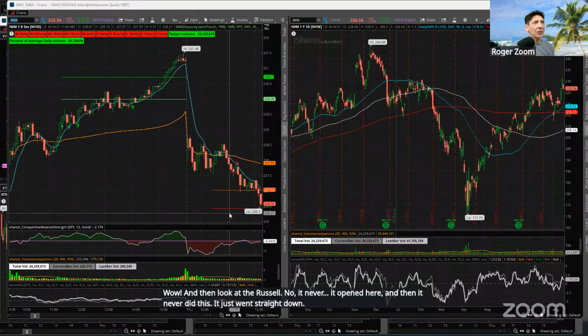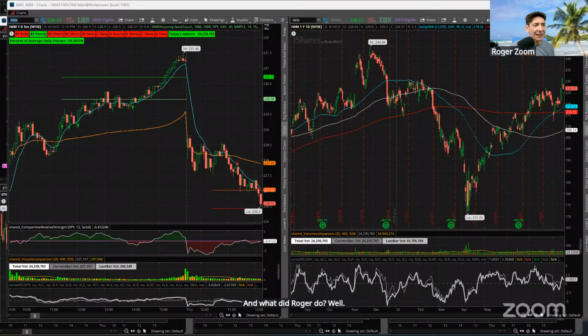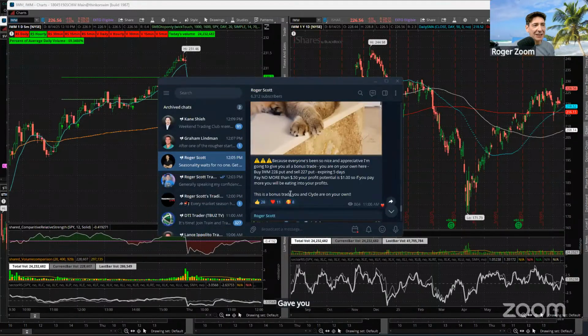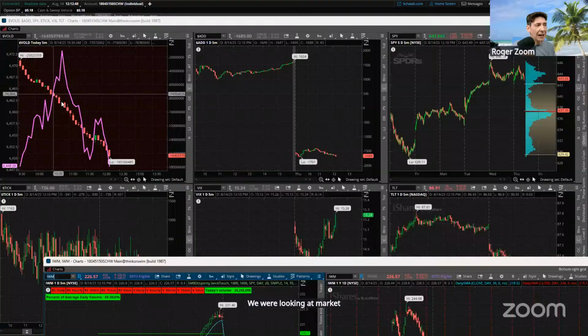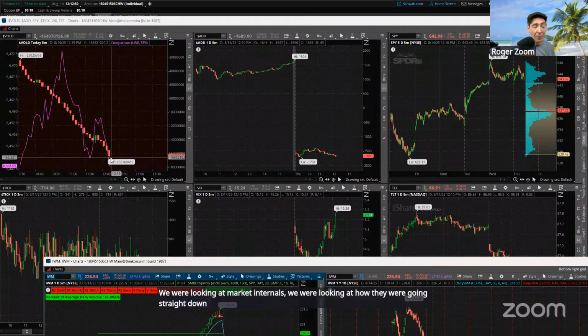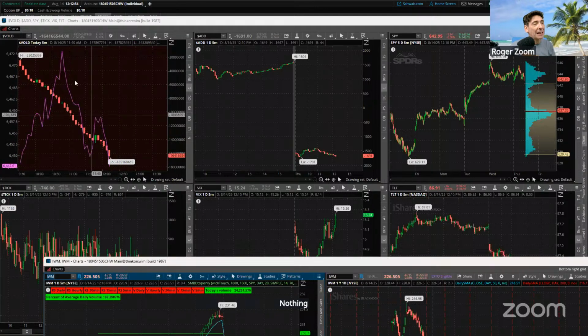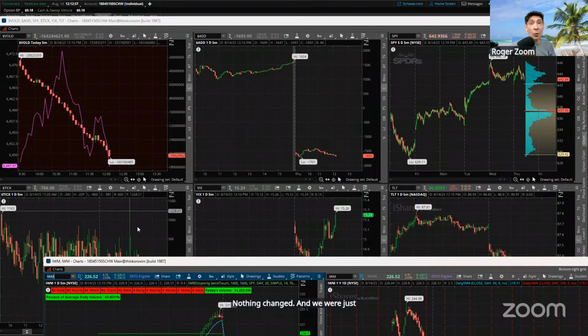And what did Roger do? Well, actually, I didn't do anything. It was all Clyde. Gave you a nice trade. So we were looking at market internals. We were doing exactly what I tell you every single day. We were looking at how they were going straight down. And they're still going straight down. Nothing changed. And we were looking at the small caps.